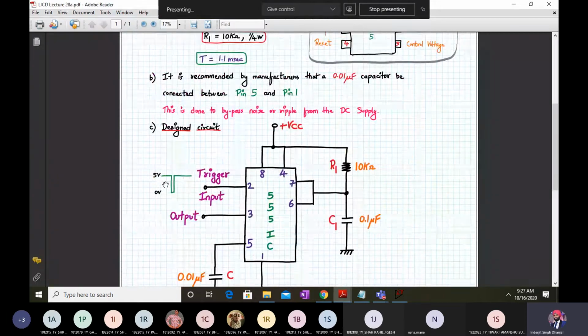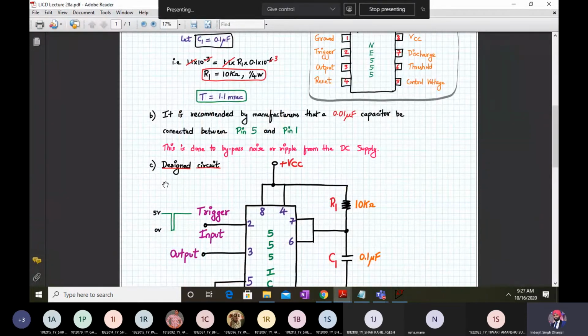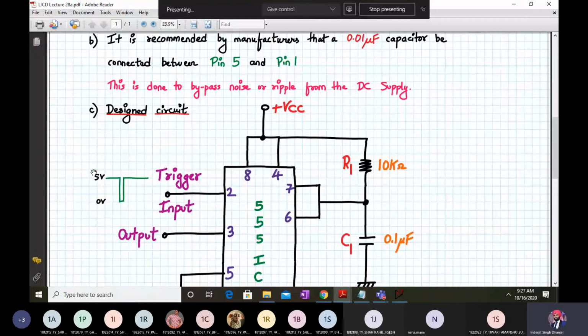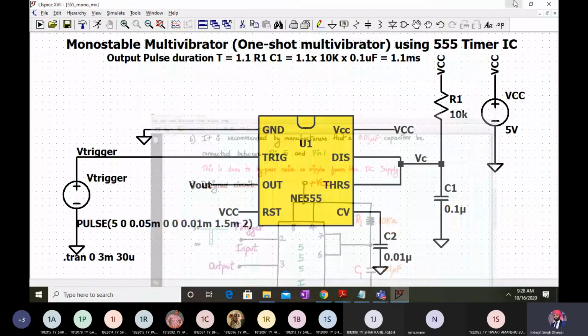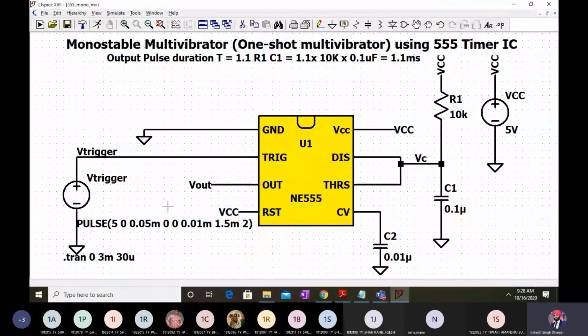Trigger pulse we have applied in such a manner that it is a short duration, and it's a positive value: the upper level is +5 and the lower half is 0. So this is the trigger pulse which we are applying, which we have applied over here also. Very soon we will be observing that. Between pin number 5 and ground we have connected a 0.01 microfarad capacitor.